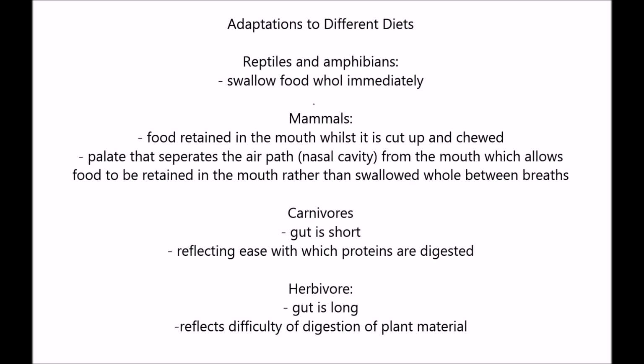In a carnivore, the gut is short, reflecting the ease with which proteins are digested. However, in a herbivore, the gut is long. This reflects the difficulty of digesting plant material.